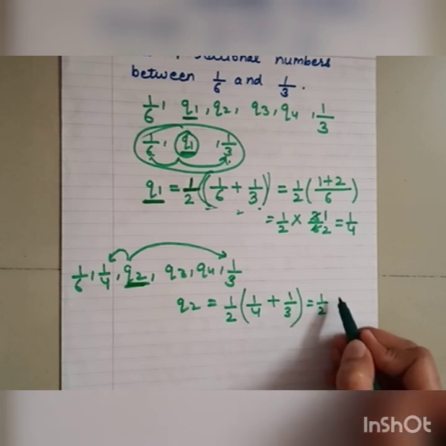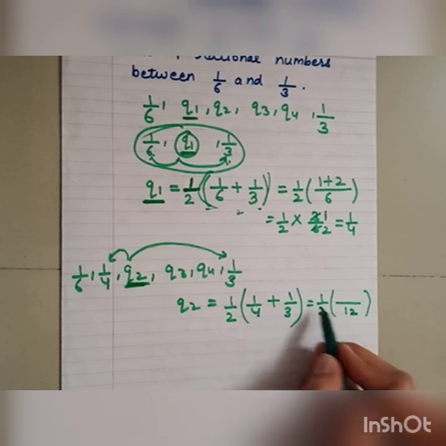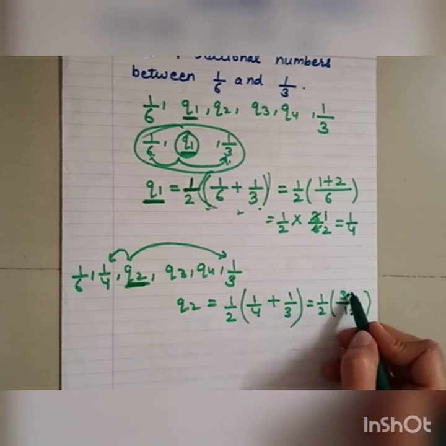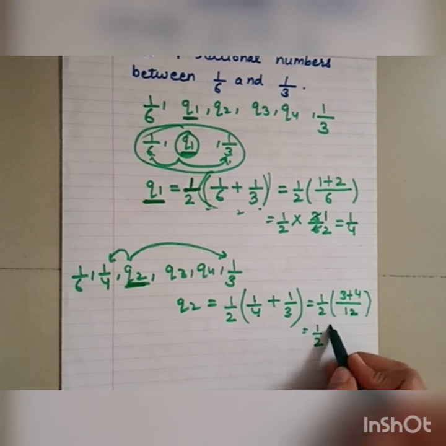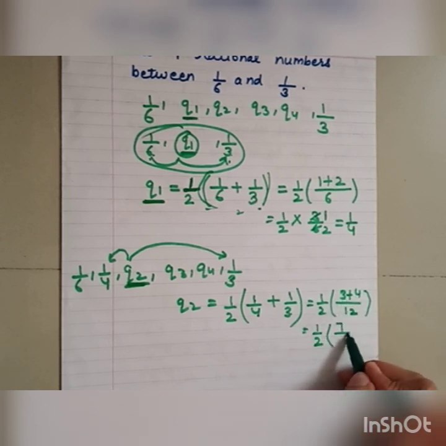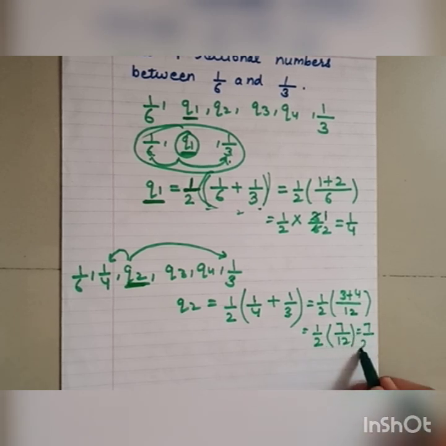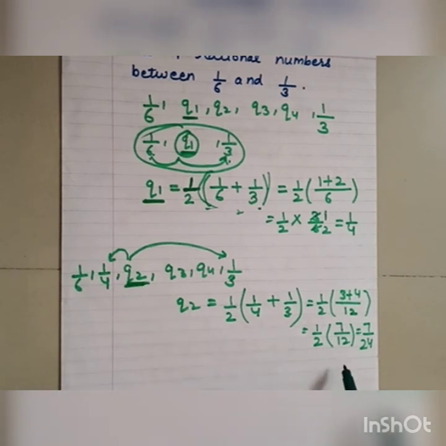Now solve this. LCM of 4 and 3 is 12. 4 threes are 12, 3 into 1 is 3. 3 fours are 12, so 3 plus 4 is 7 by 12, times 1 by 2. 1 into 7, 12 into 2 is 24. So the value of q2 is 7 by 24.